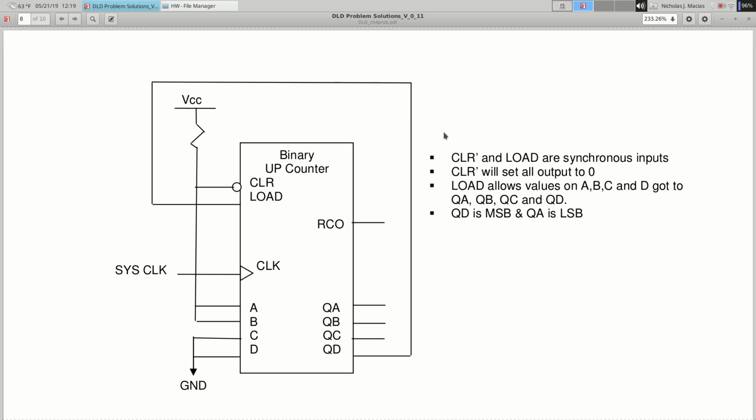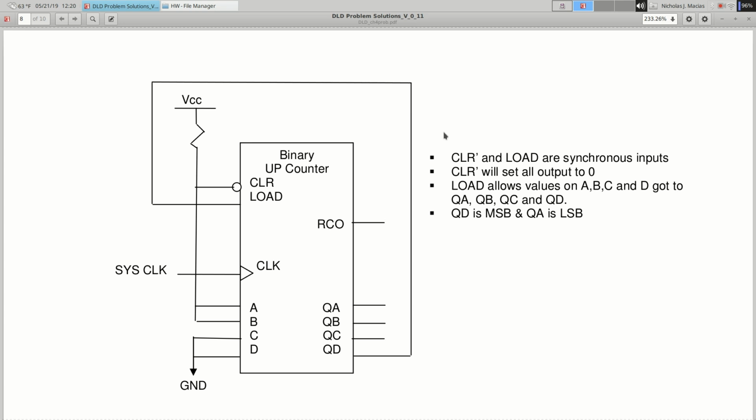A 4-bit up counter would go 0, 1, 2, all the way up to 14, 15, and then back down to 0. Okay, so this is an up counter, and it has a clear input. And the clear input, CLR, has a little bubble next to it, which means this is active low. Okay, so if you put a 0 into that input, it should clear it.